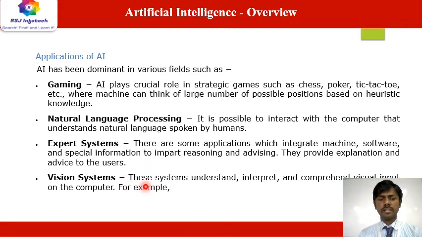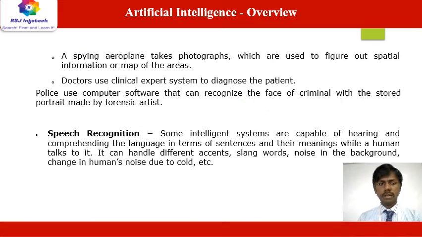Vision, in this sense, is a major area, we can say surveillance, where visual input is understood by the computer. For example, a spying aeroplane takes photographs, which are used to figure out spatial information or a map of the particular area. In terms of visual representation, a doctor uses a clinical expert system to diagnose the patient. Police can use a computer that can recognize the face of a criminal stored in portrait mode or drawn by a forensic artist. With camera and computer vision, we can identify an object through image processing and comparison.